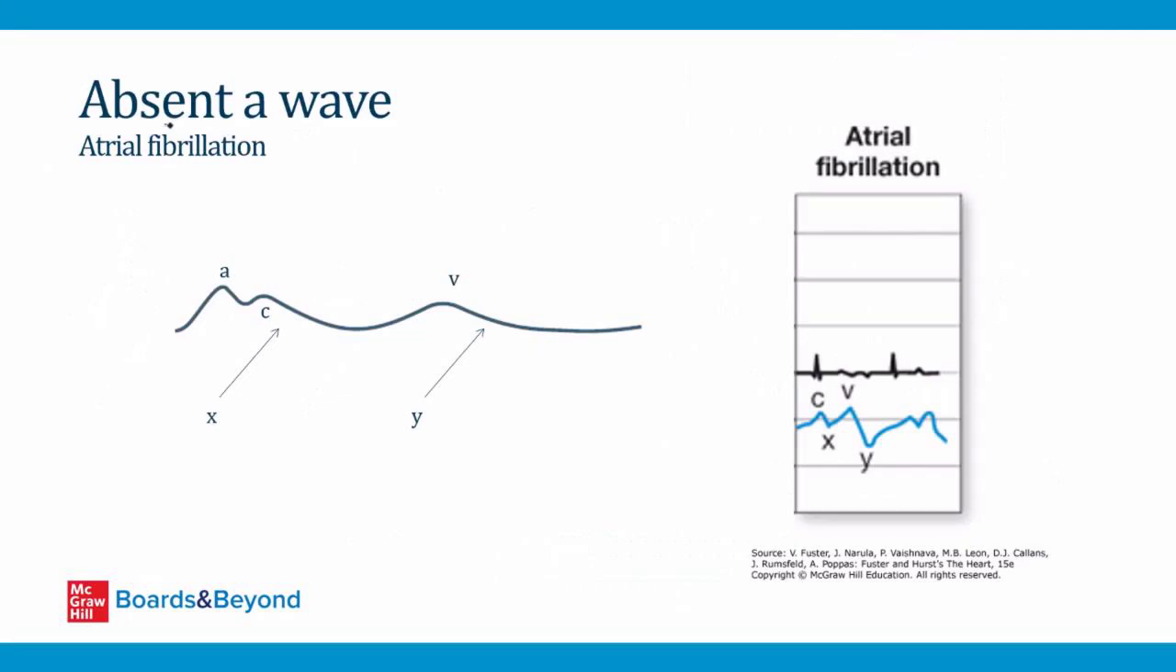Okay, the next finding is an absent A wave. That's what you get in atrial fibrillation. So remember, to generate an A wave, the right atrium has to contract. If the atrium is fibrillating, it can't contract, and therefore it doesn't generate the A wave. So you get a finding called an absent A wave, which is what's shown on the right side of the screen here. The waves are labeled. You've got the C wave and the V wave. The 2 descents, the X and Y, are there, but there is no A wave. That's an absent A wave, and that's what you get with atrial fibrillation.